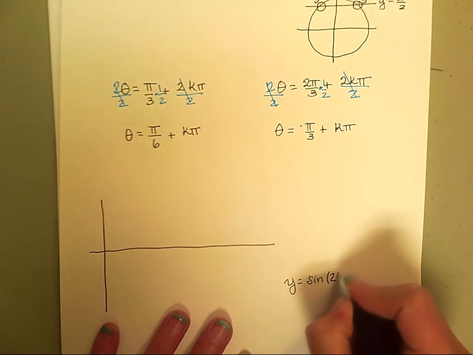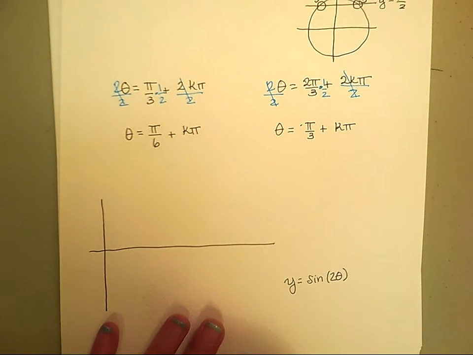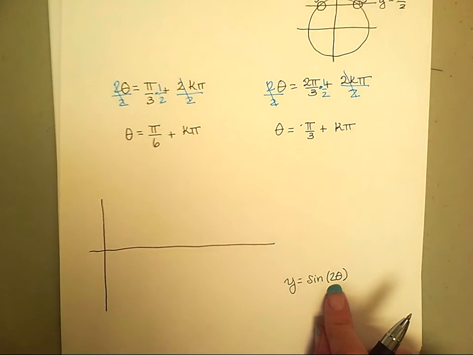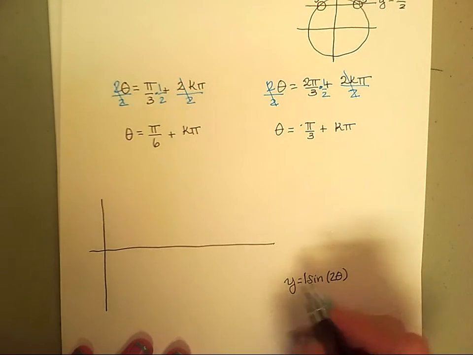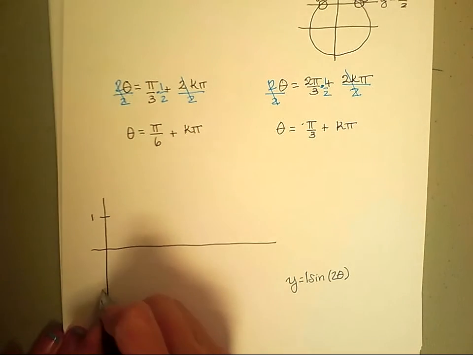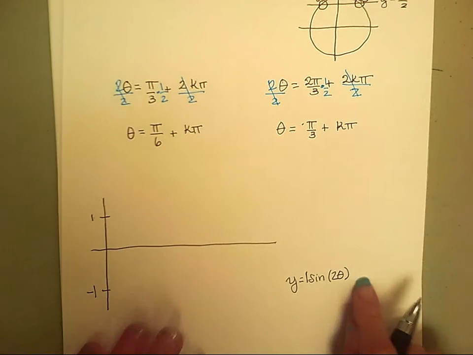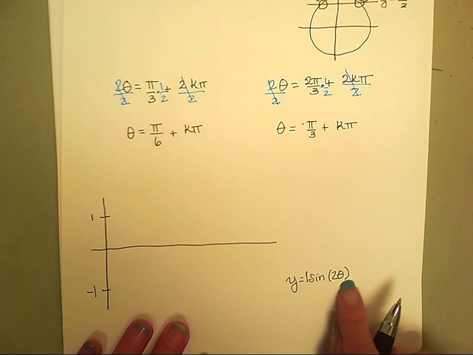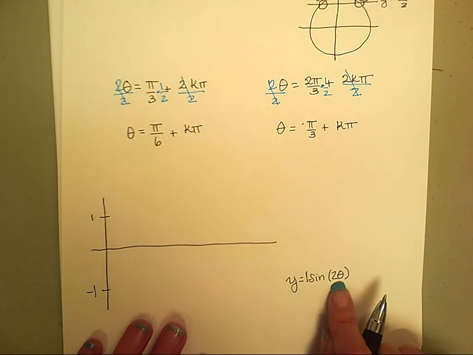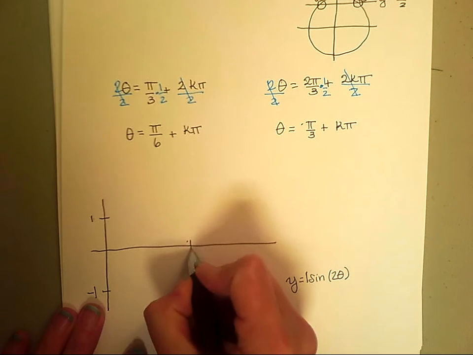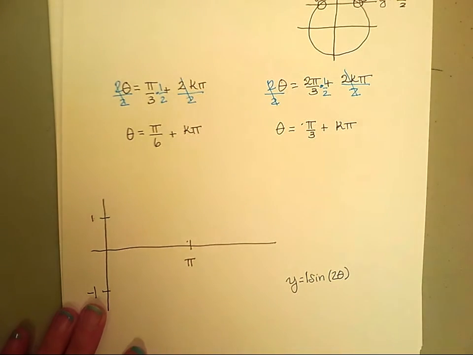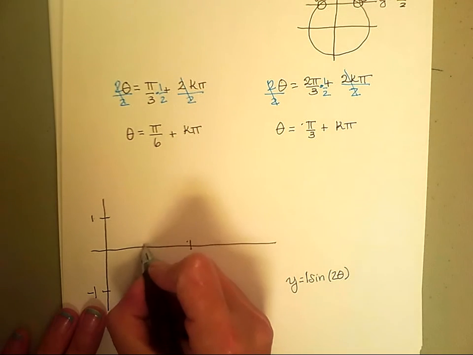y is equal to the sine of 2 theta. Okay. So remembering what 2 theta is going to do, the amplitude will stay the same at 1. Okay, so it'll go from 1 to negative 1. It's not moving up or down or left or right, but this 2 will change the period. Okay. So 2 pi divided by 2 is just pi. That means it will complete one cycle in pi.